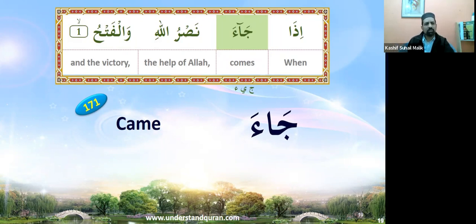But how come it's written "comes" in the translation? I just noted, it's written iza ja'a, when it comes. Why? Ja'a means it came. That's a bit confusing. Any idea? Because of iza. Did we learn something about it in the previous classes? Brother is saying because of iza. So what happens because of iza?